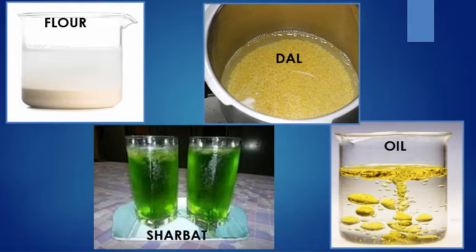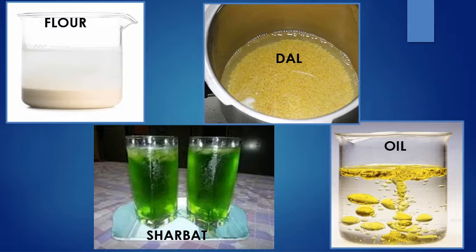Now empty all these 5 glasses and clean them properly. Again, fill these 5 glasses with the same amount of water. Now add the remaining 5 kitchen products. For example, put flour in the first glass, dal in the second glass, sharbat in the third glass, cooking soda in the fourth glass, whereas oil in the fifth glass. Stir them with a spoon and see what happens.